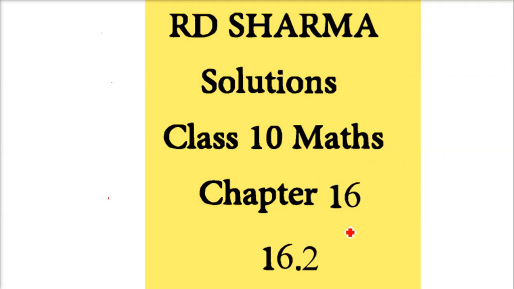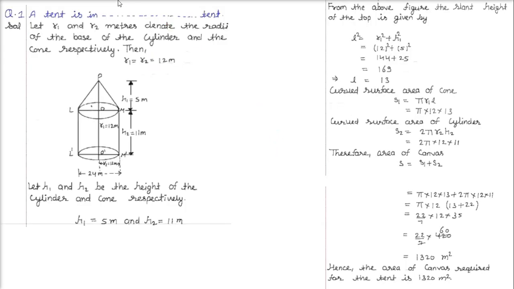We are taking R.D. Sharma Solutions, Class 10 Maths, Chapter 16, Exercise 16.2. So the first question is, there is a tent here and we have to find out the area of the canvas when there are two parts of this object, or you can say this tent. First is this conical one, and then we have this cylindrical one.